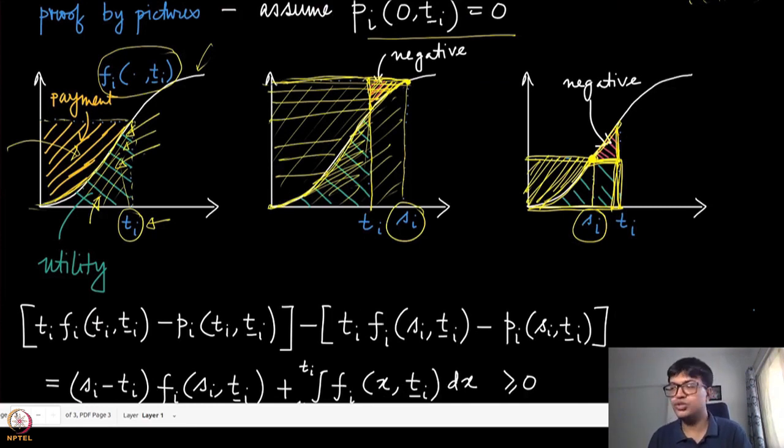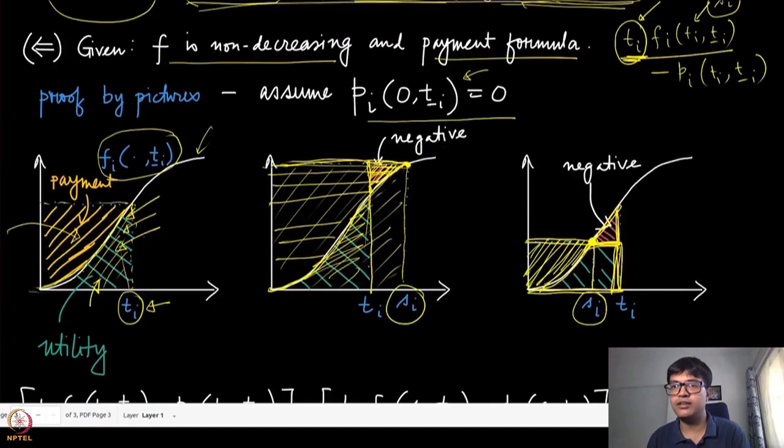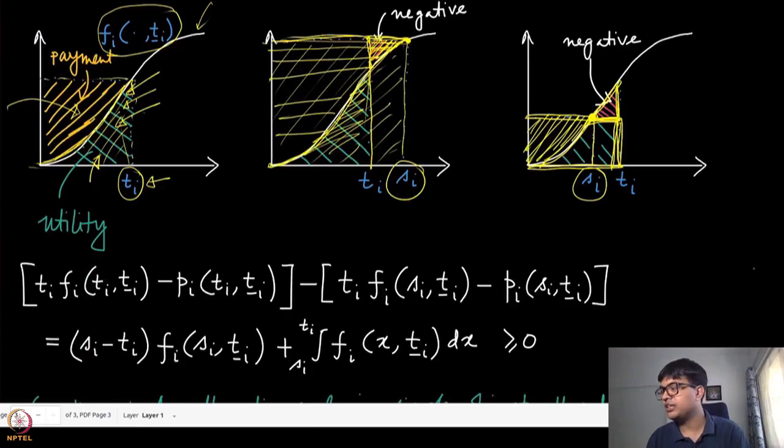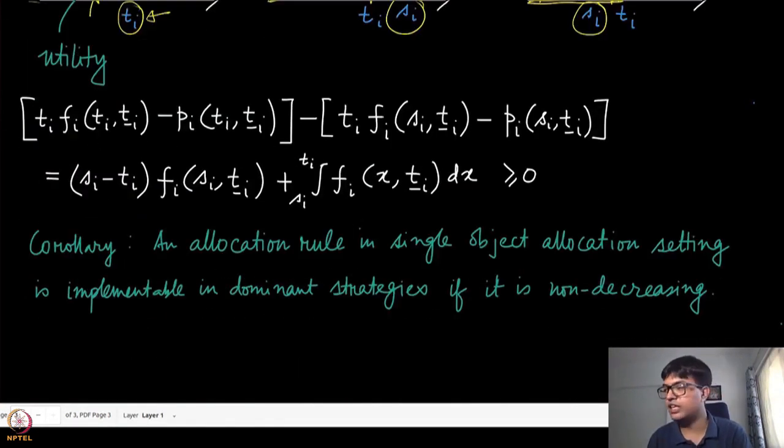So we could show, using this payment formula and the fact that this is monotone, that it is essentially truthful. It is dominant strategy incentive compatible. One can show this even more formally, but the proof by pictures is much more intuitive and perhaps will stay longer in your mind. So one corollary that we can make is that an allocation rule in a single object allocation setting is implementable in dominant strategies if it is non-decreasing.